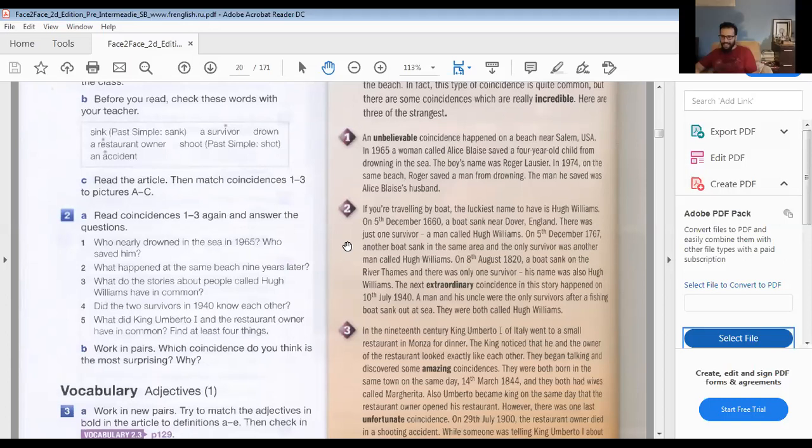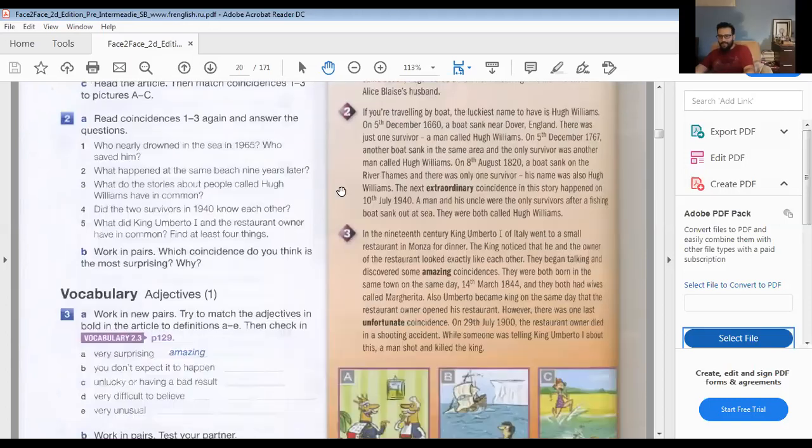The next extraordinary coincidence in this story happened on the 10th of July 1940. A man and his uncle were the only survivors after a fishing boat sank out at sea. They were both called Hugh Williams. Okay, so Hugh Williams is a very good name to have.